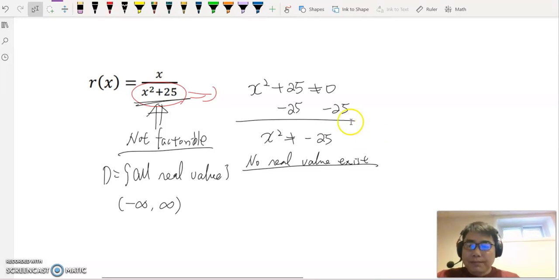Okay? So today we talked about determining the domain of a rational function. So in the next video we cover how to find the value of a rational function, and then maybe we also draw the graph.